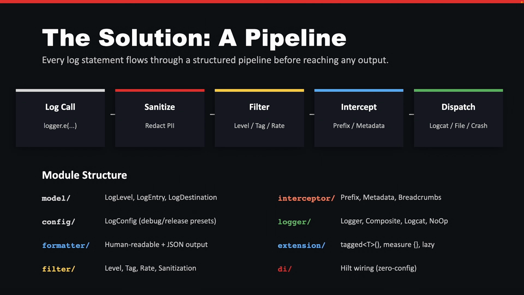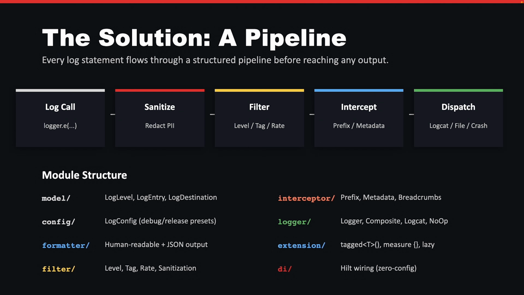Step 3. Filtering. Should this entry be logged at all? The label filter checks the minimum label. The tag filter checks the allow list and block list. The rate limiter filter prevents flooding. If a tag logs more than 10 times in a minute, the rest get dropped.